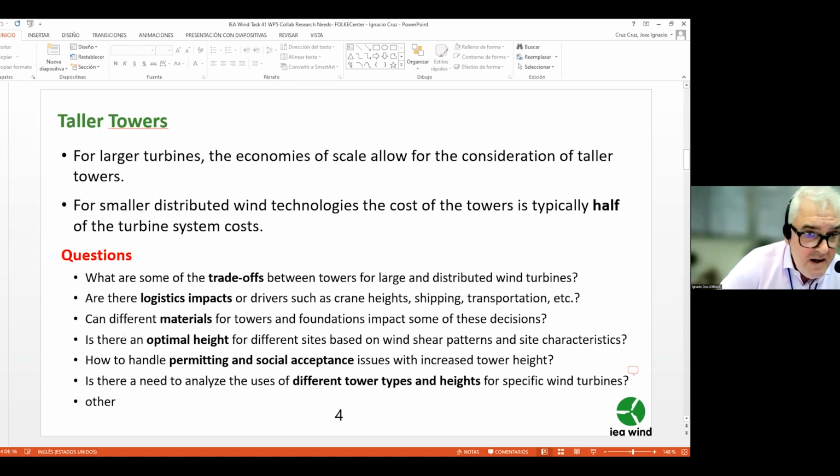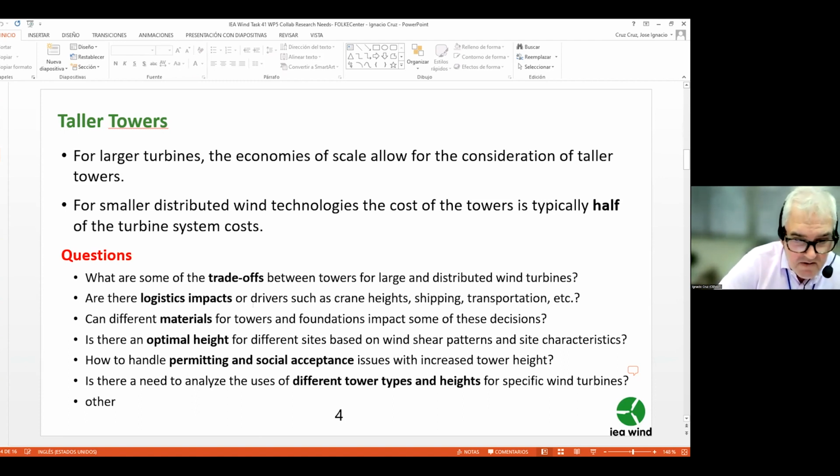So if we look at the research topics, taller towers. For the largest wind turbines, the economies of scale allow for the consideration of taller towers. But for smaller distributed wind technologies, the cost of the towers is typically half of the turbine system cost. So the sensitivity is really important.